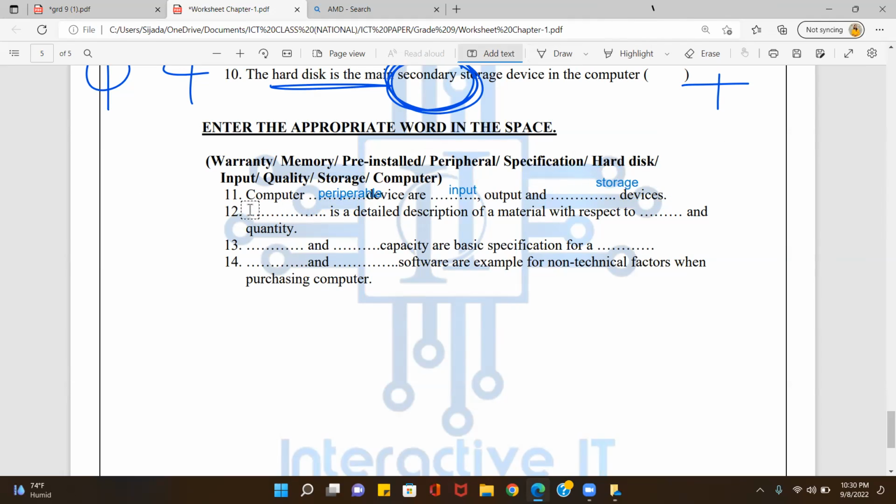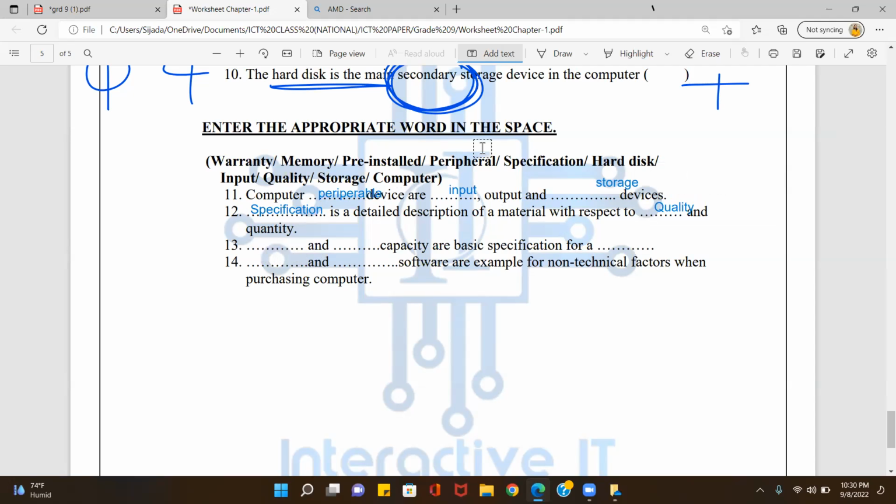Blank is a detailed description of a material. What is that? Specification. A specification is a detailed description of a material that determines the quality and the quantity. Mostly it determines the quality. Using the specifications only, you can tell the quality of a computer.